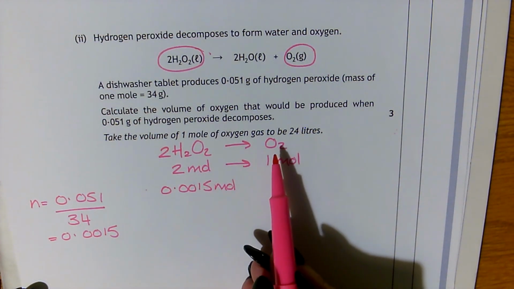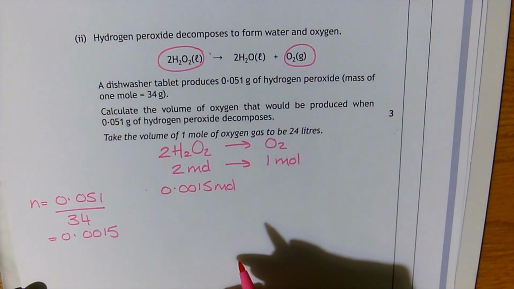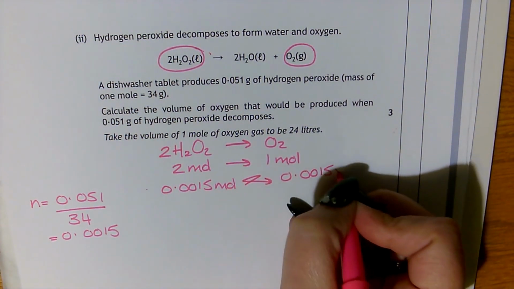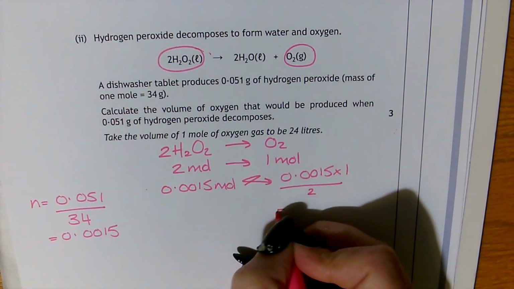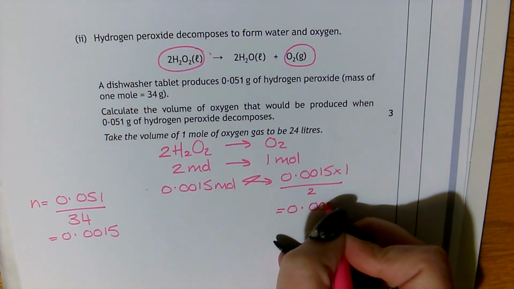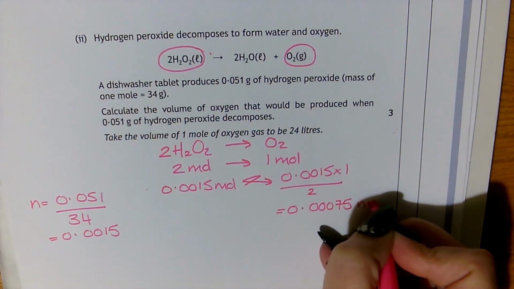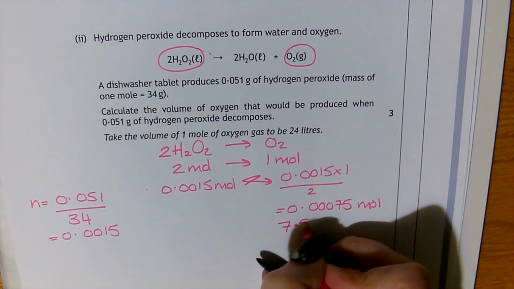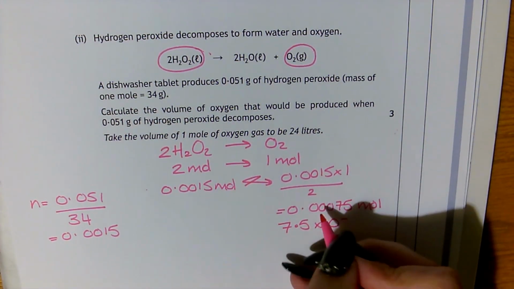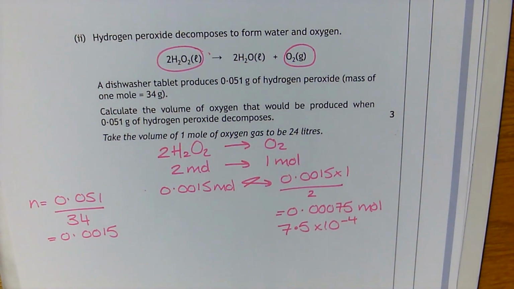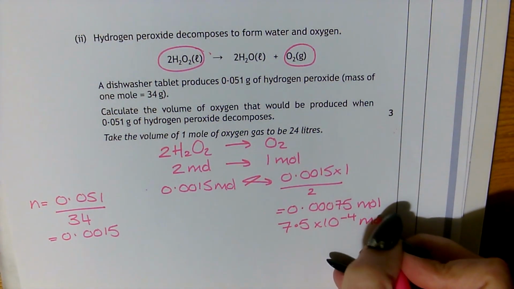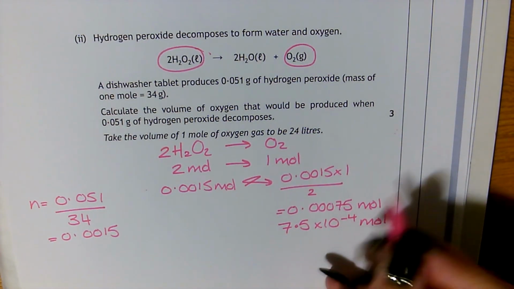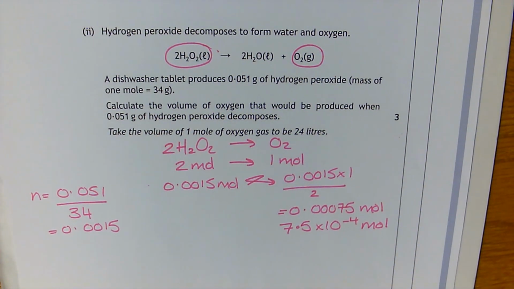Ideal world it's a 2 to 1. Actual world it's 0.0015 moles times by 1 divided by 2. And you should get 0.00075 moles. Or it might be shown on your calculator as 7.5 times 10 to the negative 4 moles. Okay, you don't need to have this written down as both, you can write it down as either or, and that is accepted in your working in chemistry.